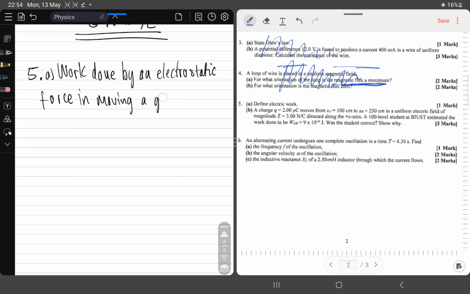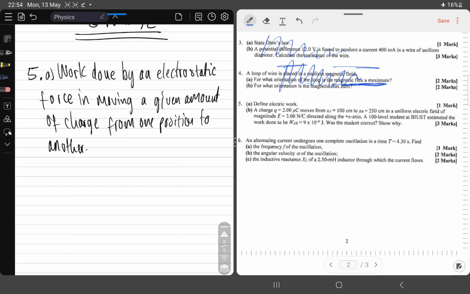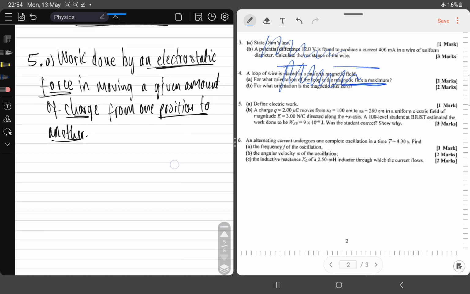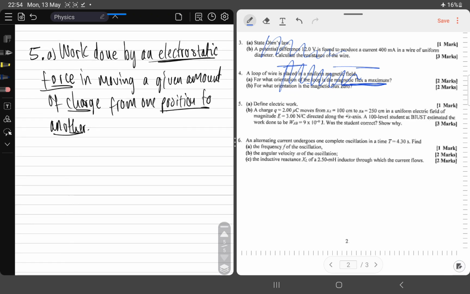In moving a given amount of charge from one position to another, this is the electrostatic work. Work done by an electrostatic force, moving charge from one position to another. It has to move.